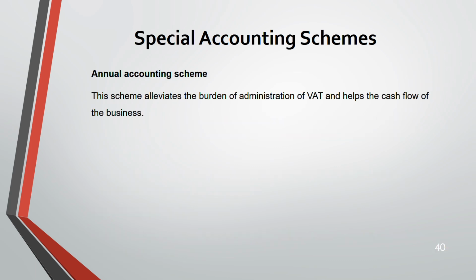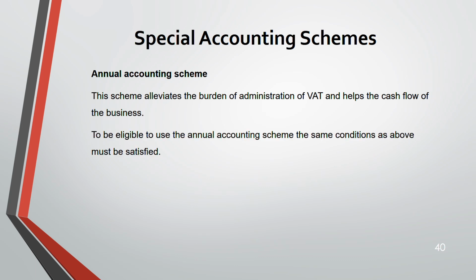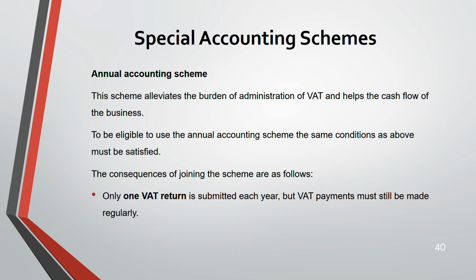Annual accounting scheme, the next scheme. This scheme alleviates the burden of administration of VAT and helps the cash flow of the business. It's burdensome, right? To keep an administration of VAT, to check on the cash accounting scheme, payments, receipts and all. This annual accounting scheme removes that burden and helps you with the cash flow of the business. To be eligible for this scheme, the same conditions must be satisfied. The consequences of joining the scheme are this.